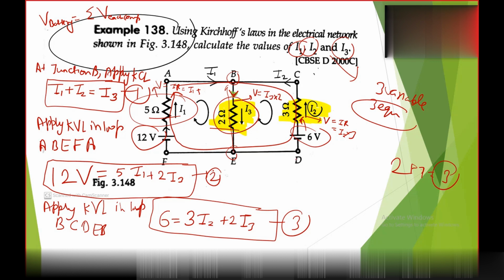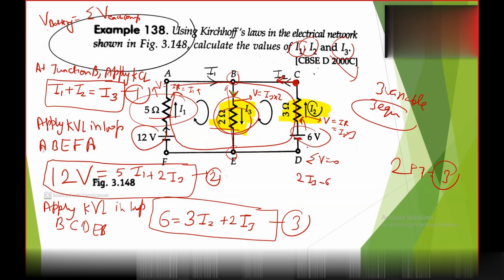So we can also write that total summation of the potential is 0. So just start from this point, from C point. There is no potential across C to B. So we'll get a potential across 2 ohm. So it will be equal to 2I3. Then comes to this point minus 6 volt.